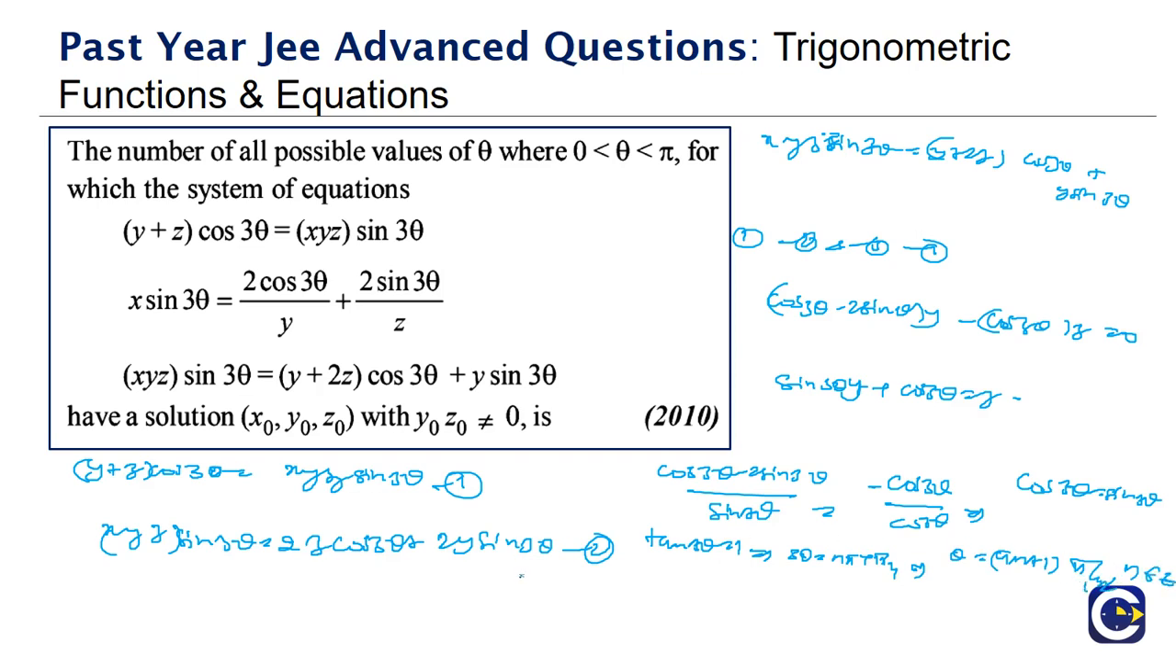So in the interval they give, 0 comma pi, the values that exist are pi by 12, 5 pi by 12, 3 pi by 4. So the number of solutions possible is 3. So the answer for this is 3. Moving on to the next question.